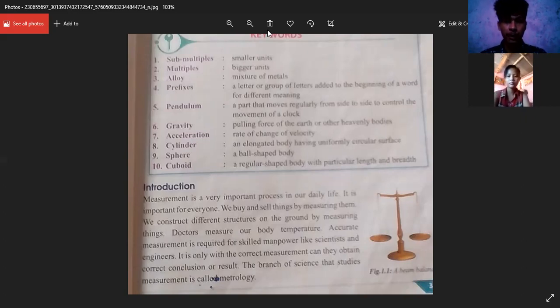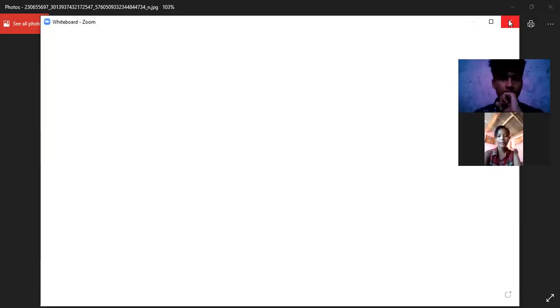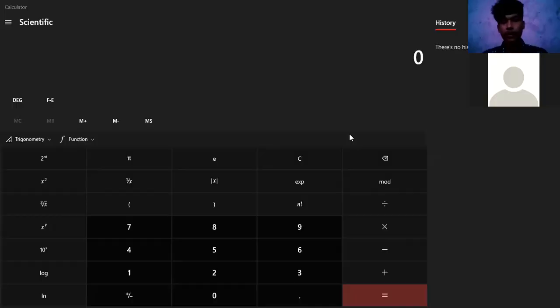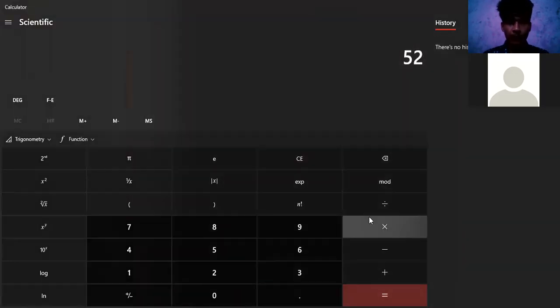Now, what is accurate measurement? Let me give you an example. Whenever you do a certain kind of calculation in a calculator, so let me bring my calculator. Okay, so here is our calculator, right? So we have got a calculator. Whenever you do a certain kind of thing, like I divide 52 by, let us suppose, 5.